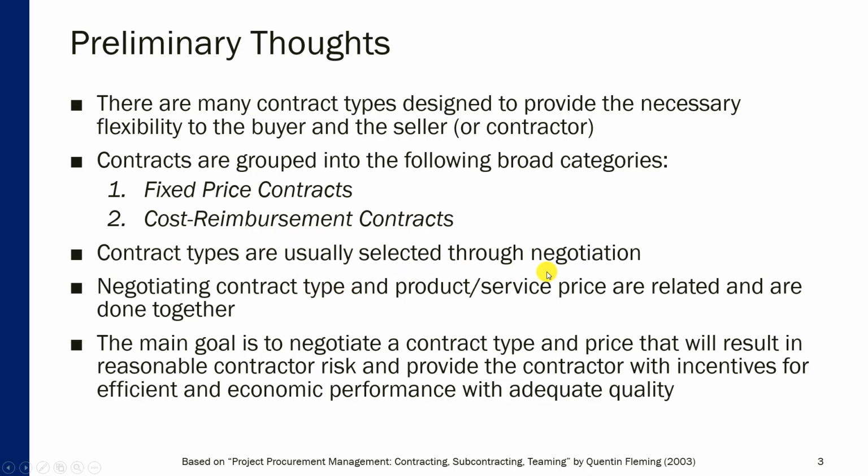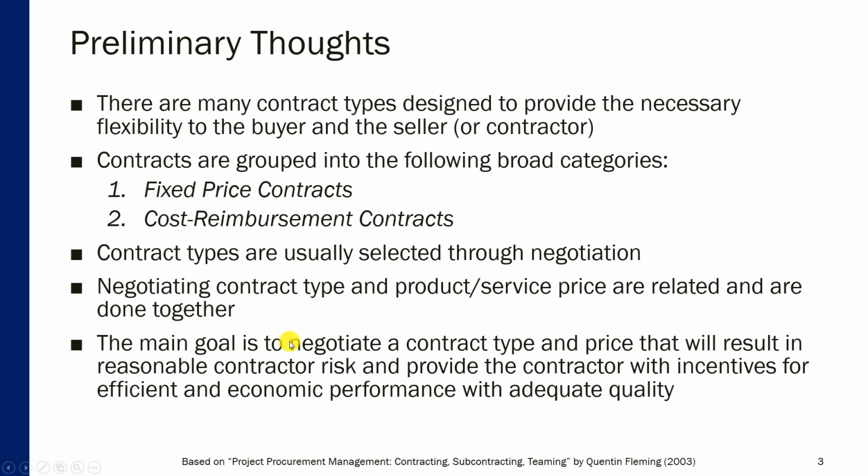Contract types are usually selected through negotiation. Negotiating contract type and product service price are related because a particular contract type may actually influence the final price of a product or service. So those are two interrelated issues: the price and under which conditions or under which contract this price will be delivered. So the main goal is to negotiate a contract and price that will result in reasonable contractor risk and provide the contractor with incentives for efficient and economic performance with adequate quality.